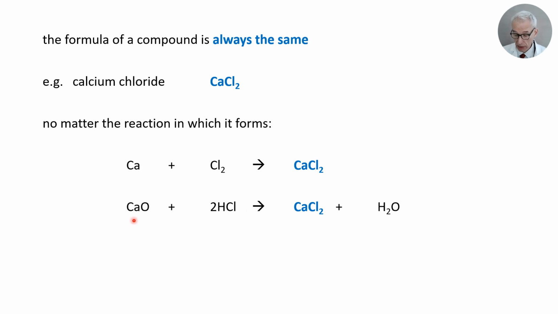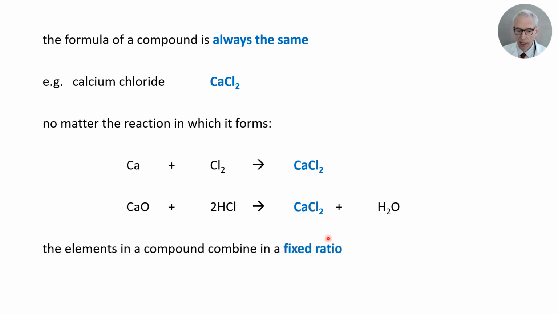If I make calcium chloride by the neutralization reaction between calcium oxide and hydrochloric acid, making calcium chloride and water, the formula of calcium chloride is CaCl2. Elements in a compound combine in a fixed ratio. That is, the formula is always the same, regardless of the chemical reaction in which it appears.